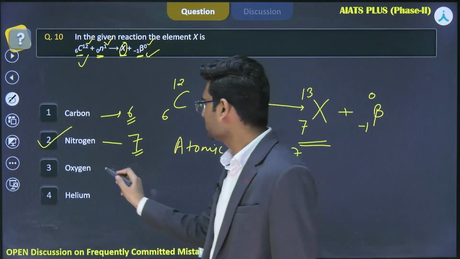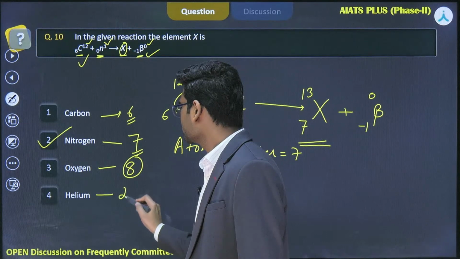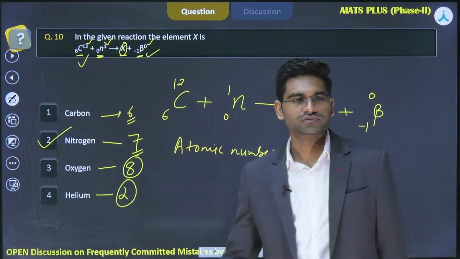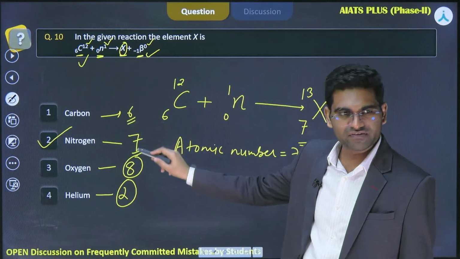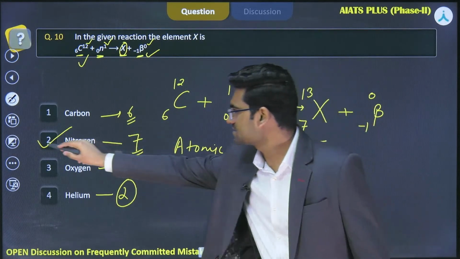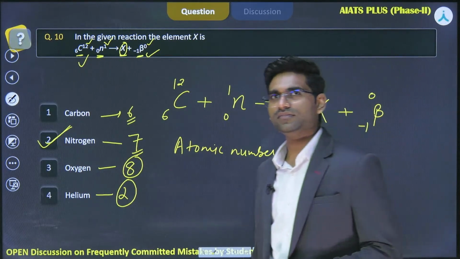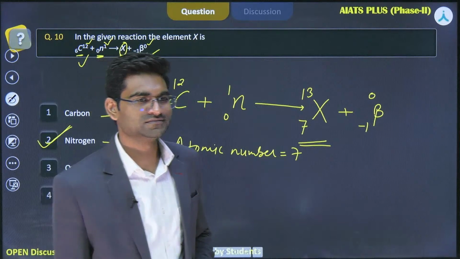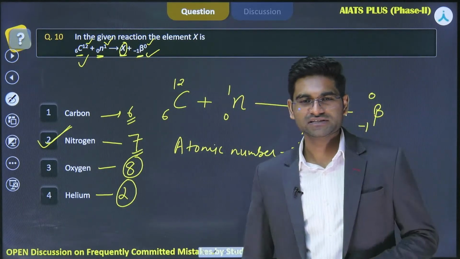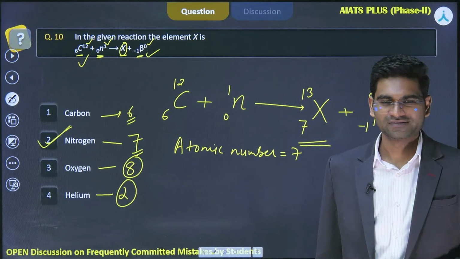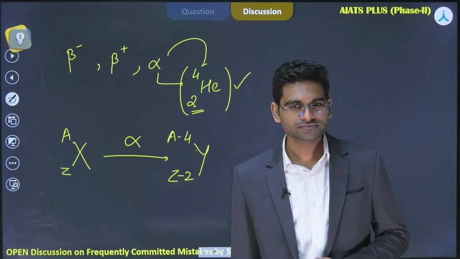Oxygen, what is the atomic number of oxygen? That is 8. And for helium, the atomic number is 2. Right? So, the atomic number of helium is 2, oxygen is 8, nitrogen is 7 and carbon is 6. Our answer is nitrogen. Any doubt so far? No? Okay. Yeah, Abhishek, nitrogen is the answer. Okay, let's move to another question then.